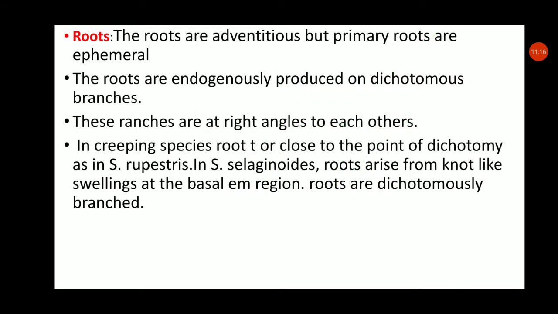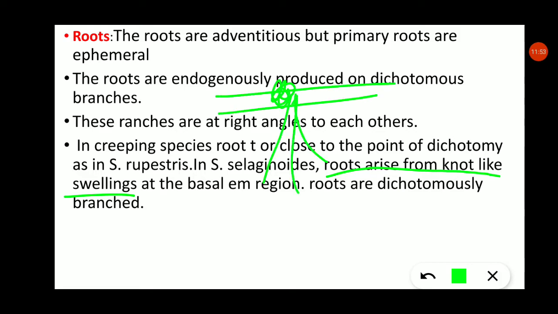In creeping species, the root grows very close to the point of dichotomy, as in Selaginella. In the species Selaginella selaginoides, if we look, the roots arise from a knot-like swelling at the basal region. At the base of the stem, from the knot-like swelling, these adventitious roots grow. These points are regarding the root.